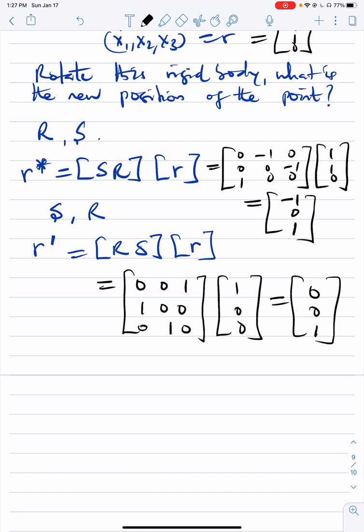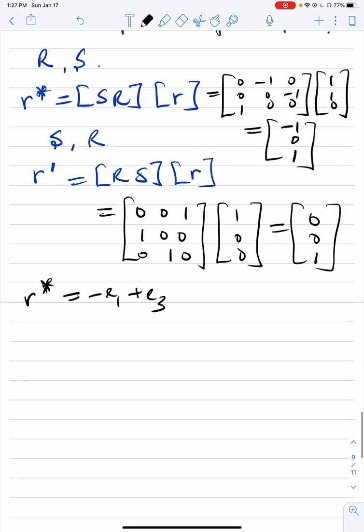If you have this, so R prime, now let's say R asterisk should be equal to minus E1 plus E3. R prime should be E3, sorry. Hope I got the multiplication right. Okay, here should be 1, I think. Yes, here should be 1.